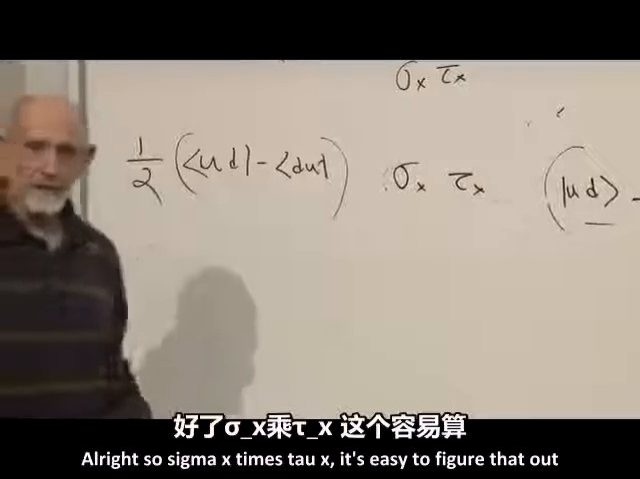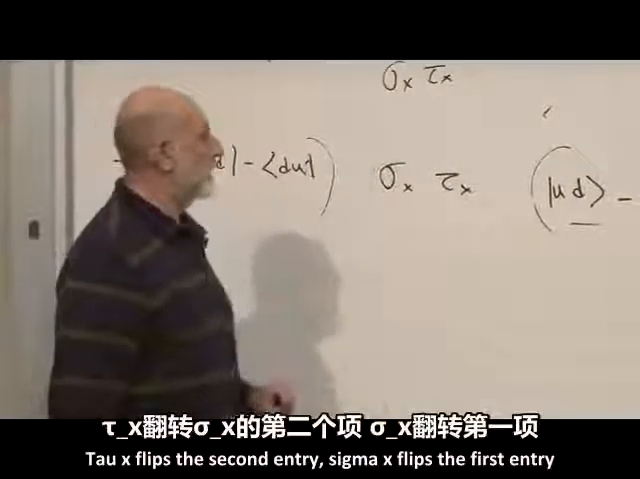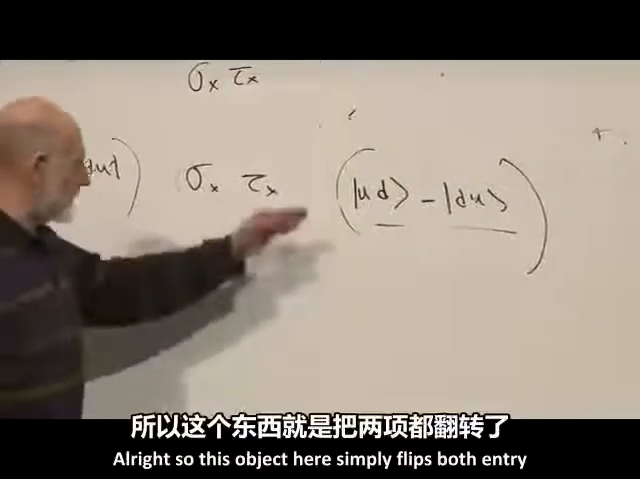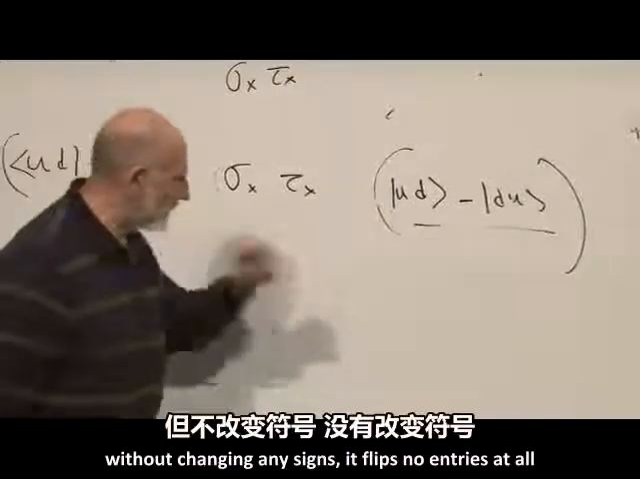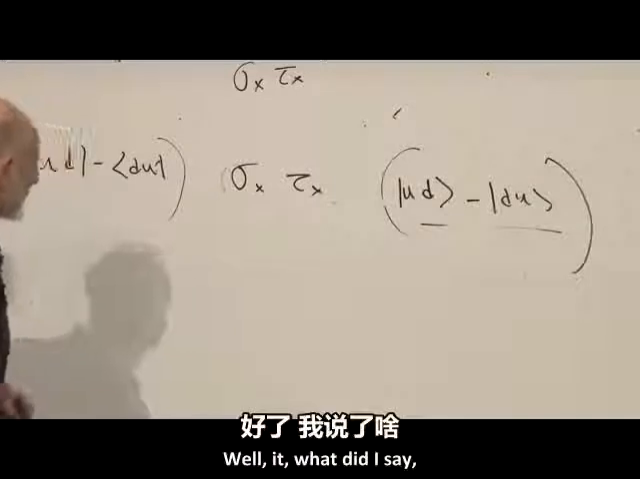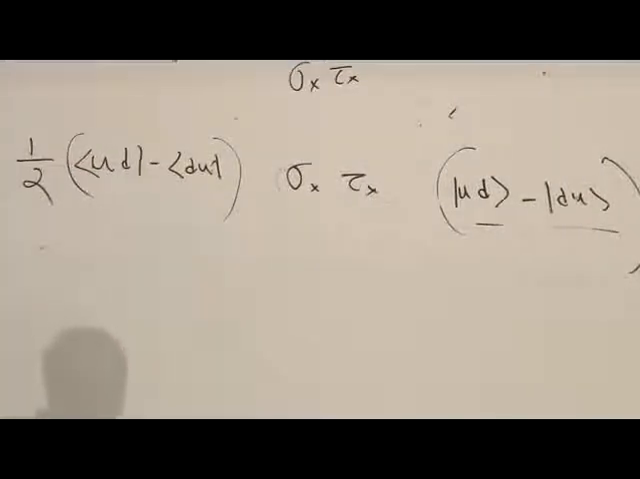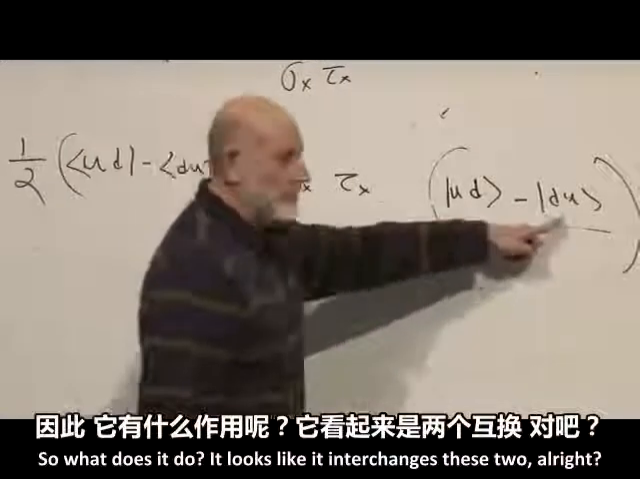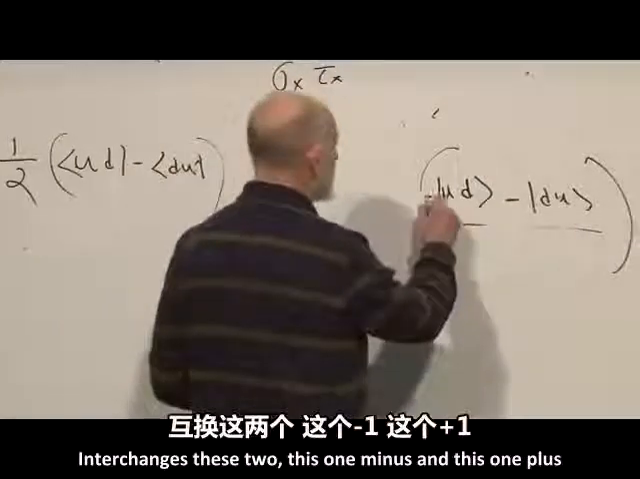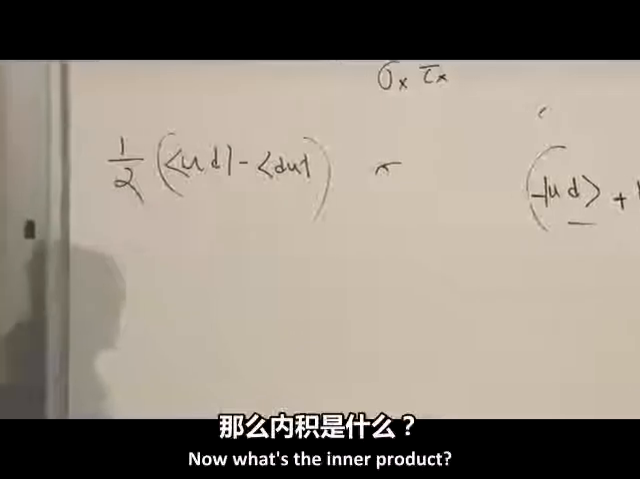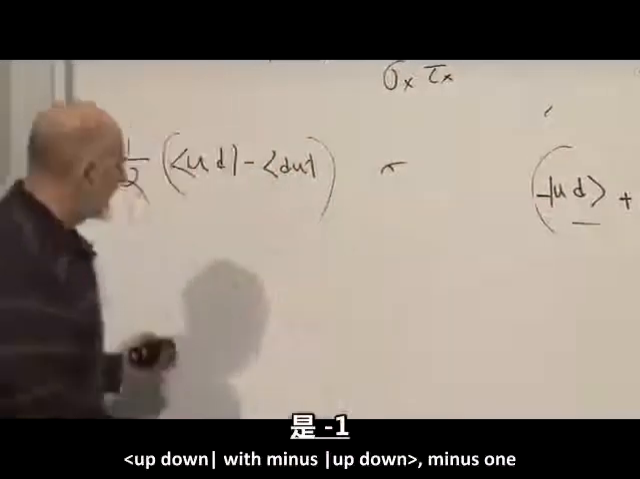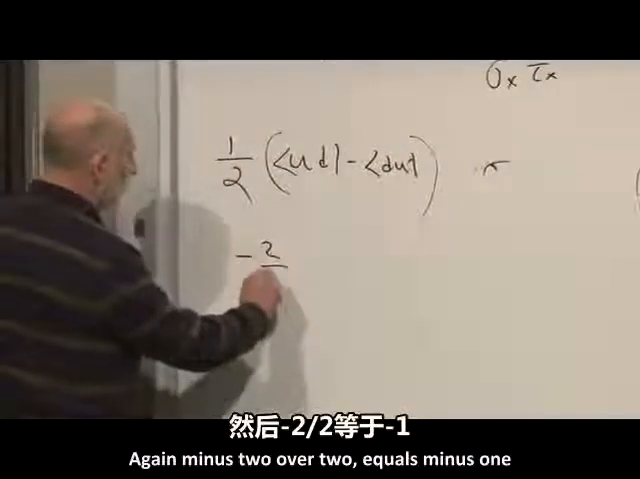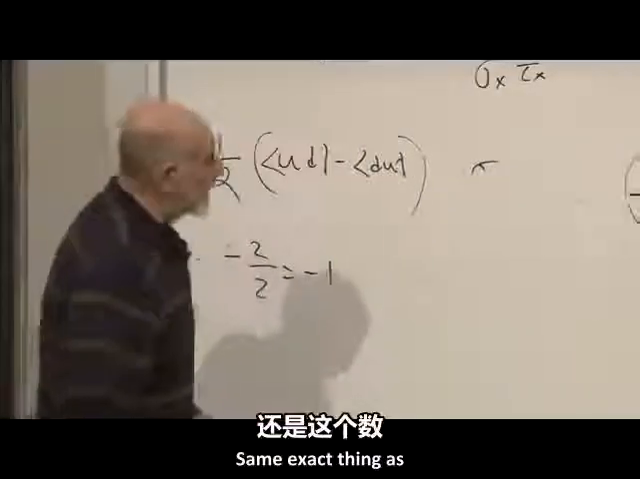All right, so sigma x times tau x, it's easy to figure that out. Tau x flips the second entry, sigma x flips the first entry. So this object here simply flips both entries without changing any signs. So what does it do? It looks like it interchanges these two, makes this one minus and this one plus. Now what's the inner product? Up, down with minus up, down, minus 1, down, up, or minus down, up with down, up, minus 1 again, minus 2 over 2 equals minus 1.